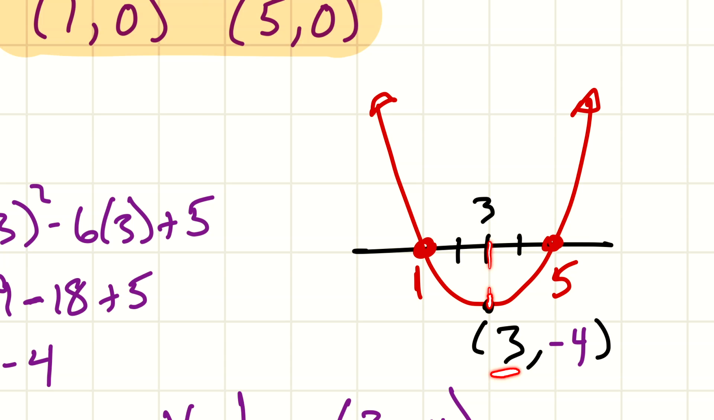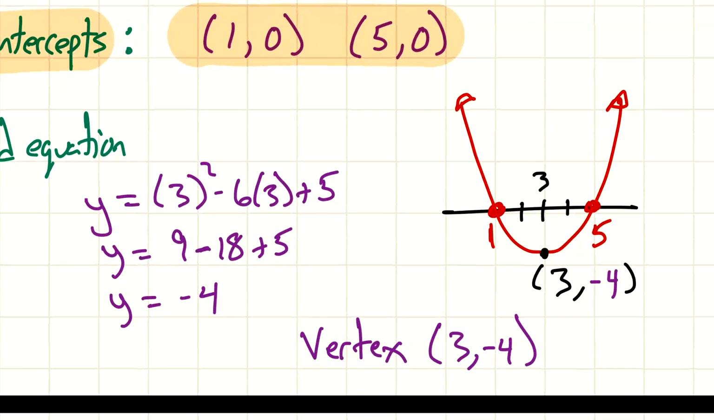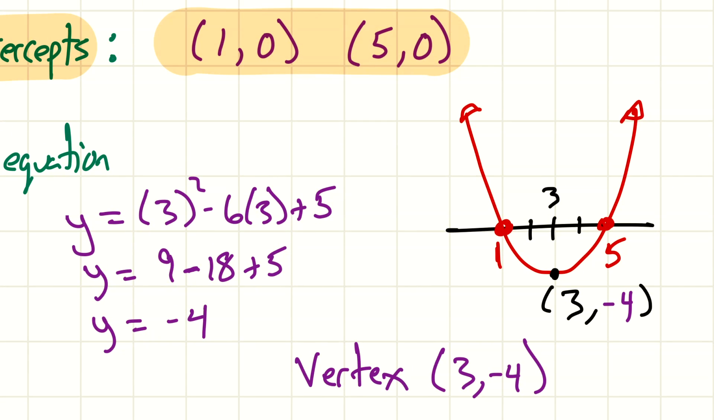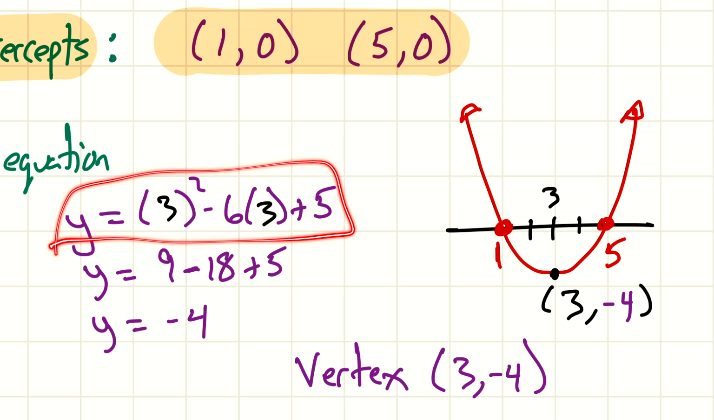So one thing that I know for sure is that my vertex is going to be at 3. The x value is going to be at 3. What I need to figure out is what's the y value. And if I want to know that, all I have to do is plug in, let me color this differently, this 3. So I'm going to plug a 3 into this equation. This is the original equation we started with. All I'm going to do is plug it in.